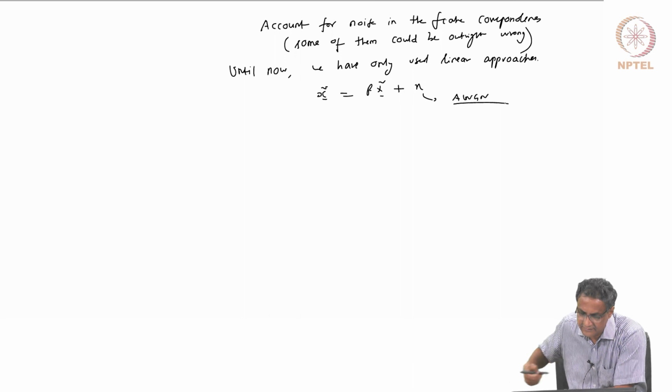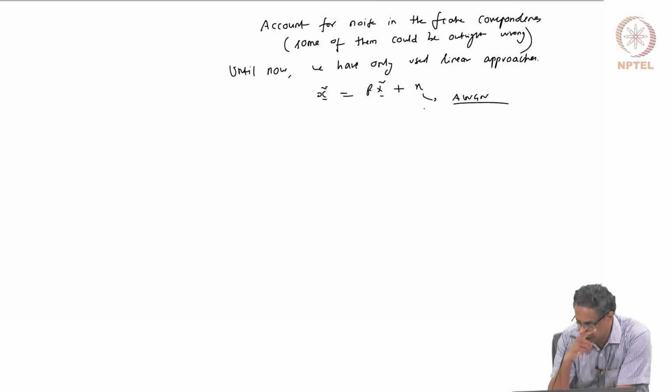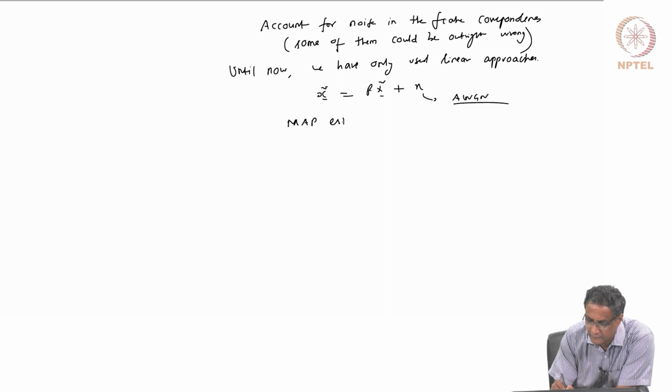So what one does is the following, and since we are assuming noise to be AWGN, the thing to look at is what is called a MAP estimate, a maximum a posteriori.